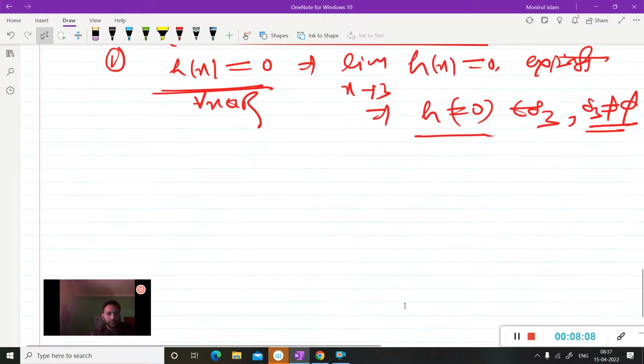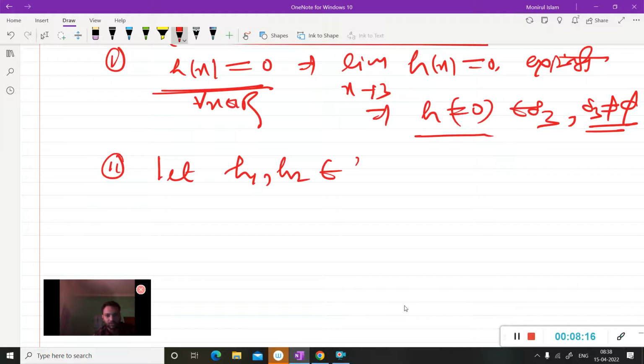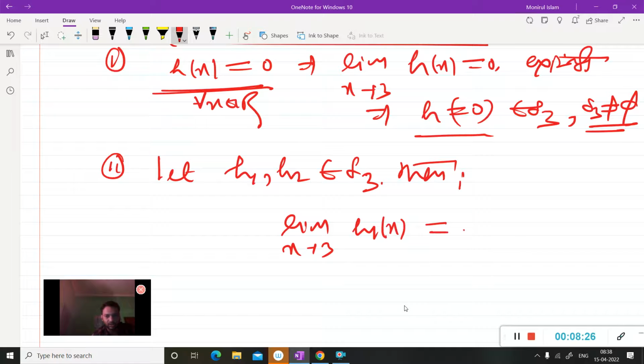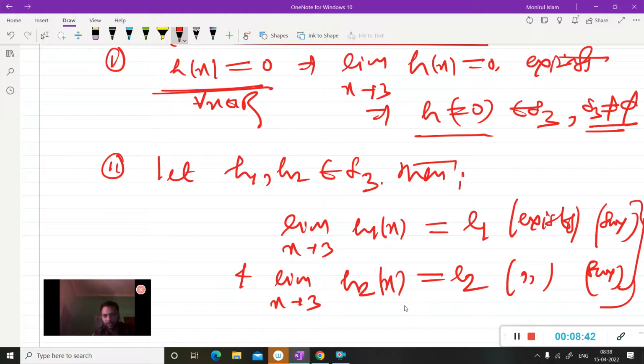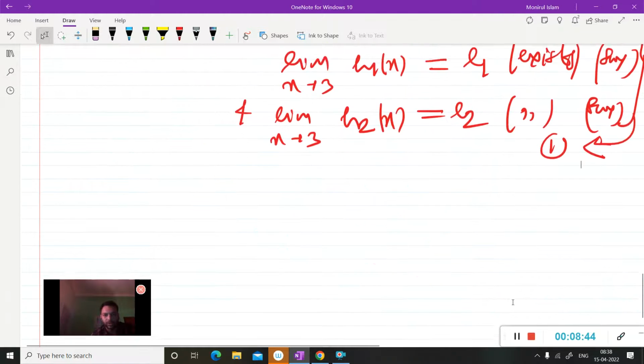Okay, now we take two functions h1 and h2 belonging to S3. Since h1 and h2 are in S3, we can say the limit x tends to 3 of h1(x) exists, so I am naming it L1. Similarly, the limit x tends to 3 of h2(x) also exists, so I name it L2. Call this 1. Now take two scalars alpha, beta.